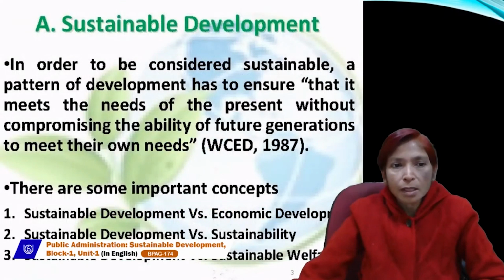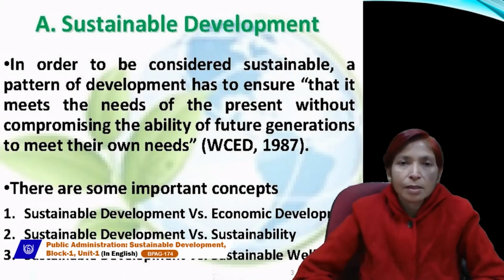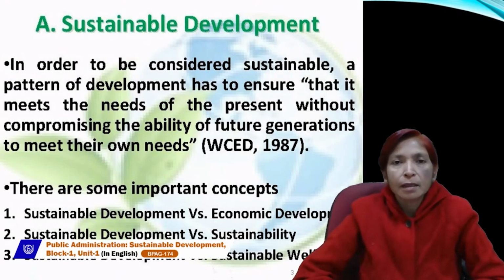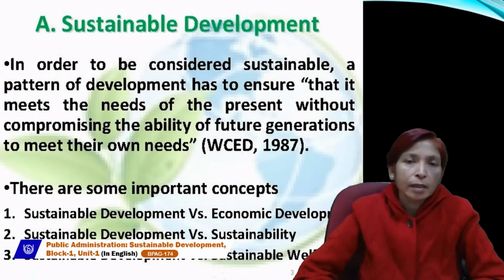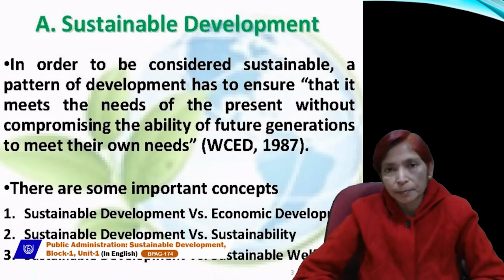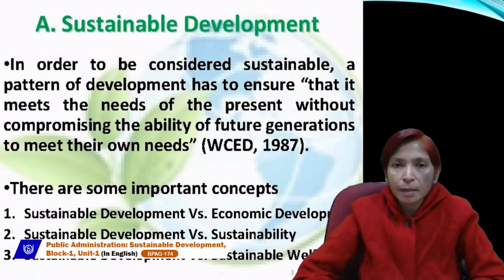Next is sustainable development. In order to be considered sustainable, a pattern of development has to ensure that it meets the needs of the present generation without compromising the ability of future generations to meet their own needs. And this definition was given by the Brundtland Commission in 1987.